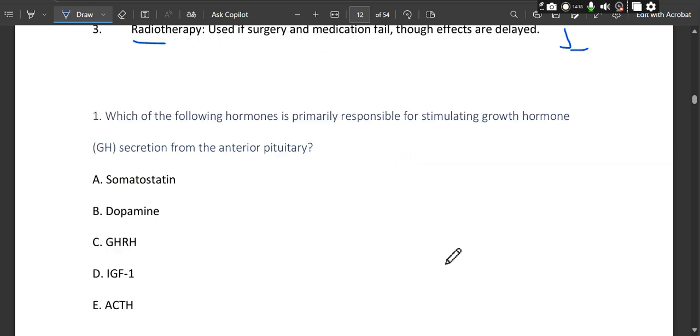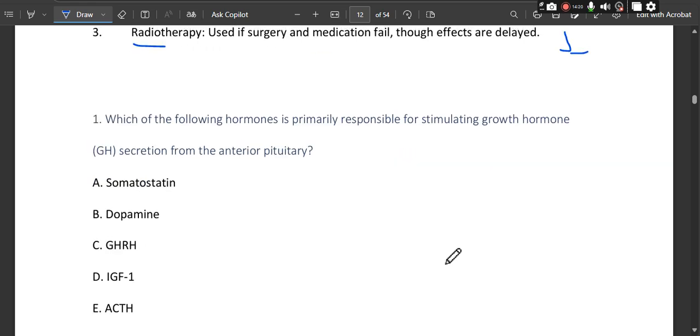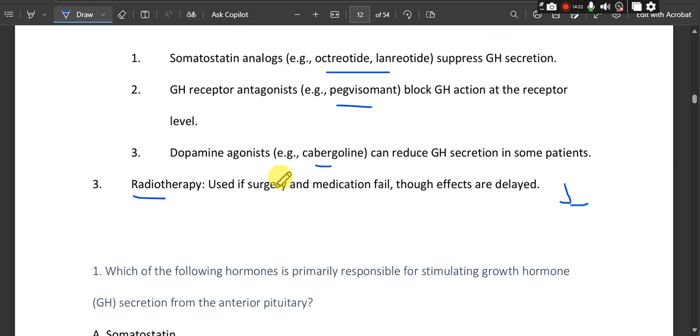I think we did the multiple choice questions. This is where we should have ended.